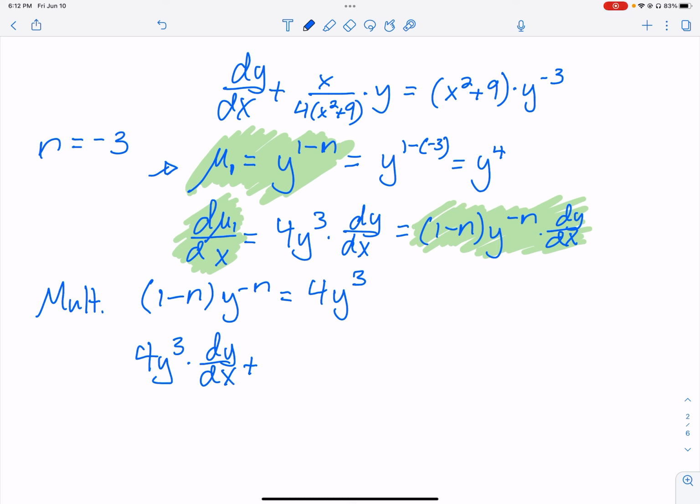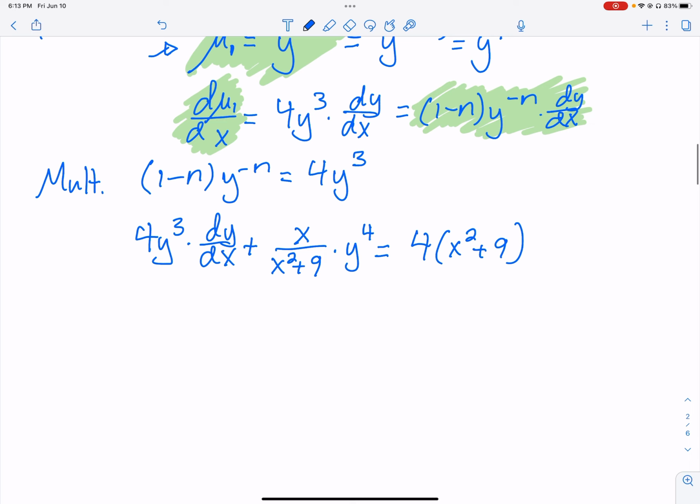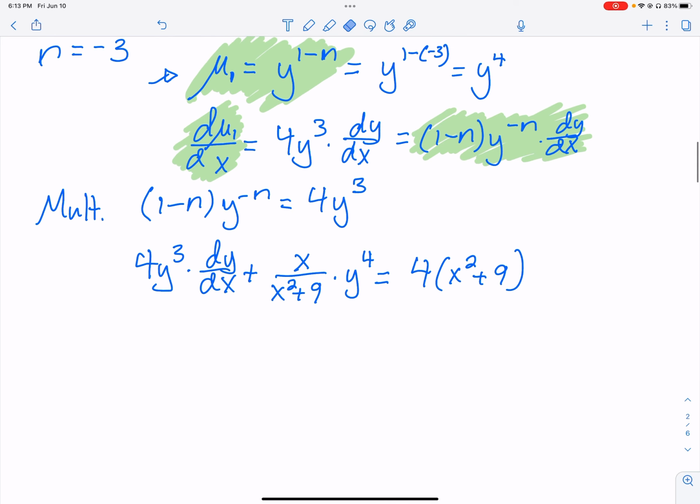Multiplying this next thing, okay, so I get the 4's cancel. I get x over x squared plus 9 times y to the fourth equals, and then multiplying it by the other side, the y's cancel, and I get a nice 4x squared plus 9. The y to the third goes away. All right, why we did this is now this becomes the product rule. I lied. It's not a product rule yet. We are going to get to that.